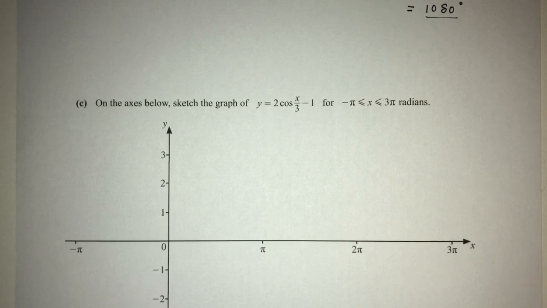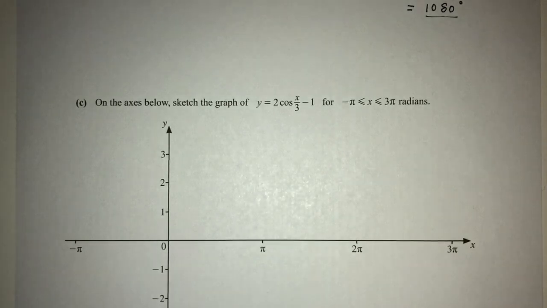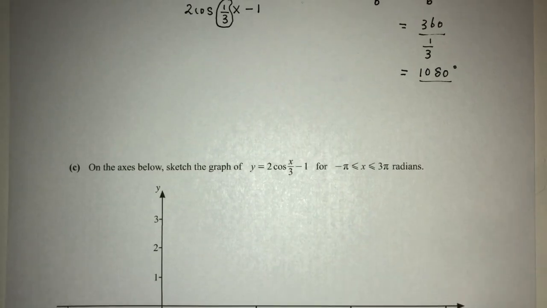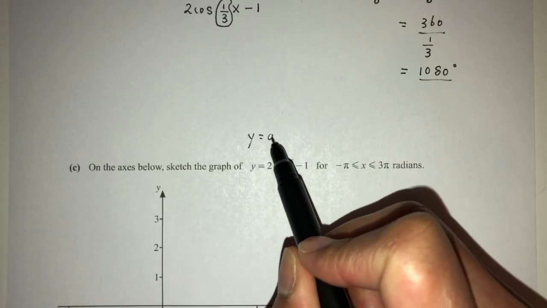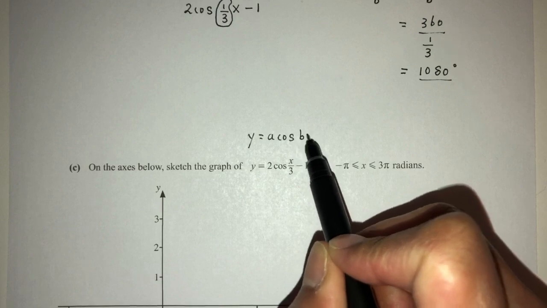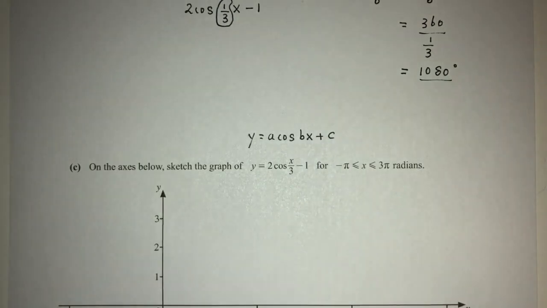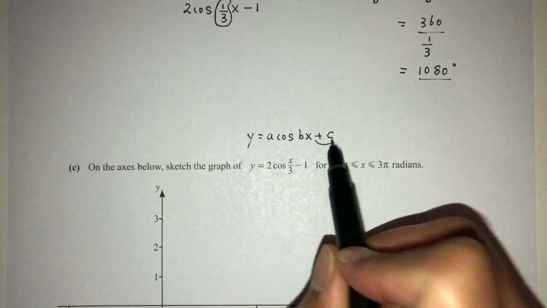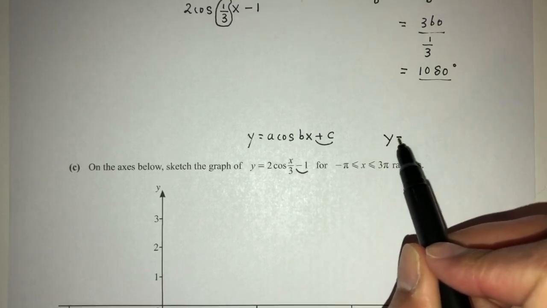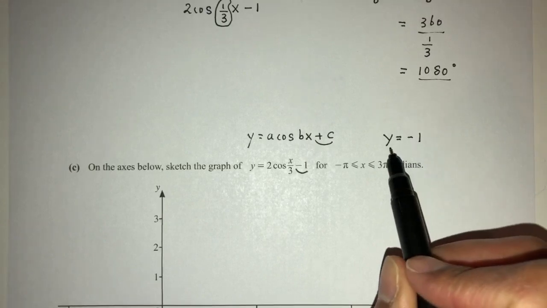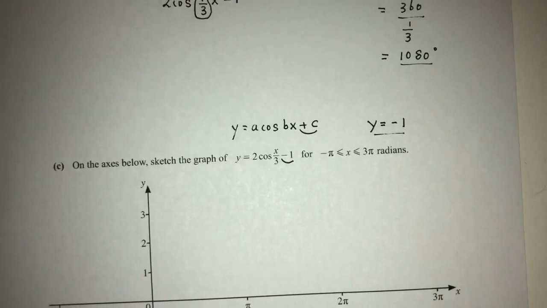So the way I like to do this is I like to definitely do step by step and then use a table of values to find the points. So let's first begin with this one. So I have y equal to a cos bx plus c. I like to begin with a value at the end. I can see here we have minus 1. So first let's draw the line of y equal to minus 1. So we call this the baseline.